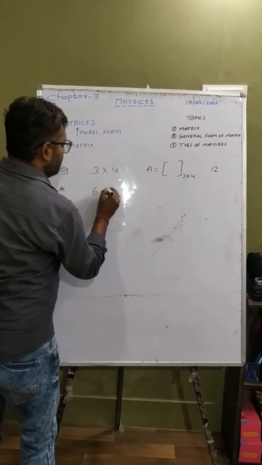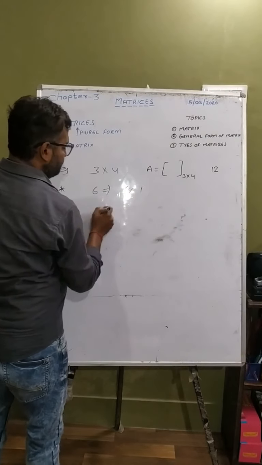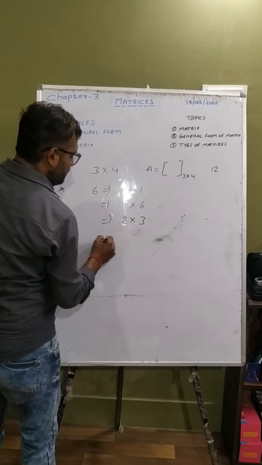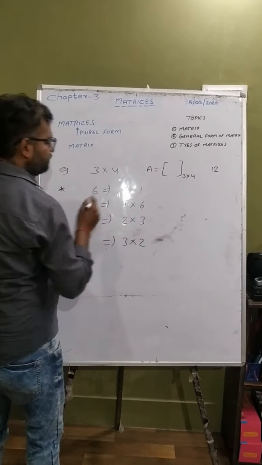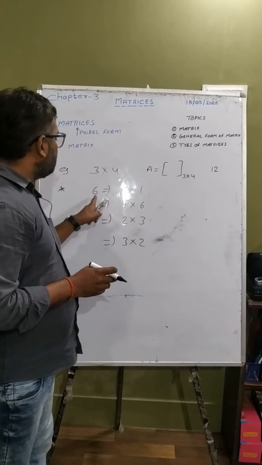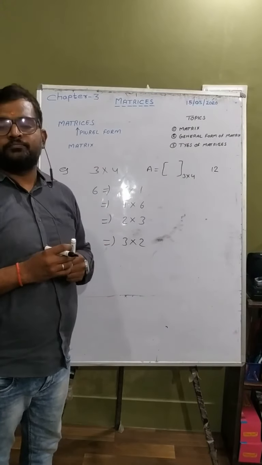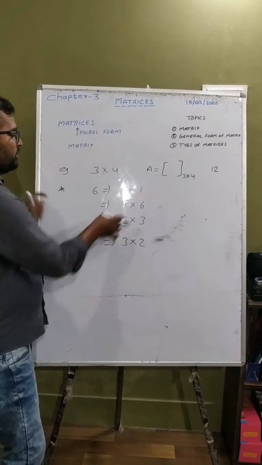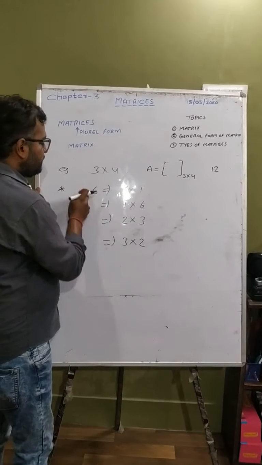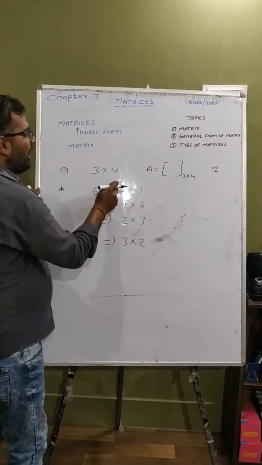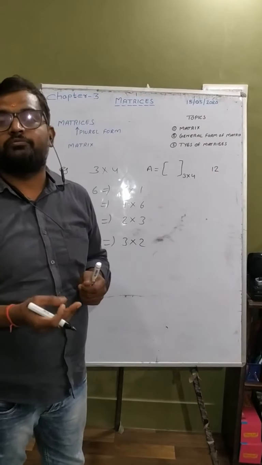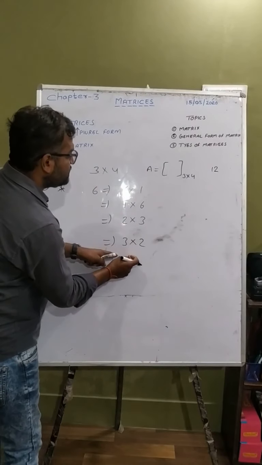So 6 can be written like this. 6 into 1. It can be written 1 into 6. It can be written 2 into 3. It can be written 3 into 2. Is there any other arrangement by which we can write 6 as the product of two numbers? No, there is no other arrangement except these. So if a matrix has 6 elements, how many possible matrices can be formed?